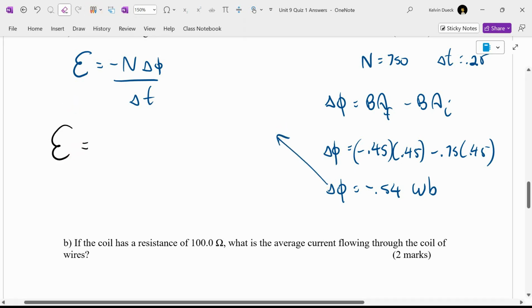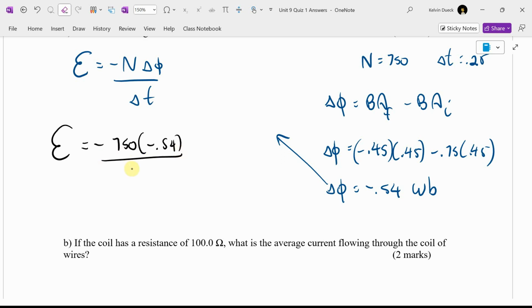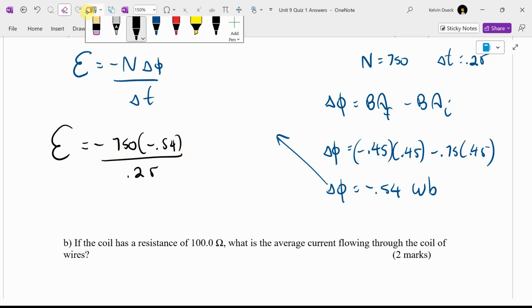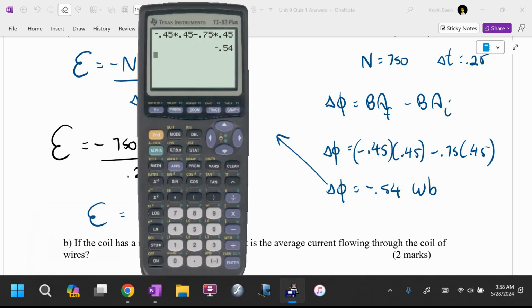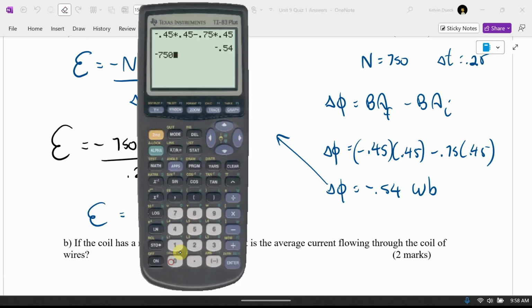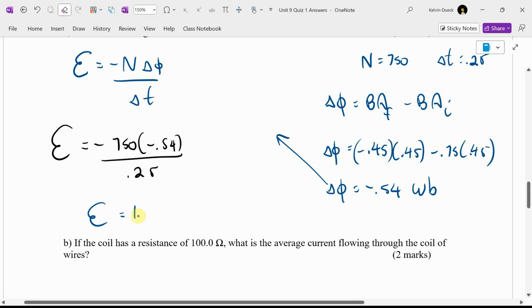I said, okay, the induced EMF is going to be negative 750 times negative 0.54 divided by 0.25. Negative 750 times answer, divided by 0.25. And I got an induced voltage of 1620, much bigger, volts. This would be maybe a small generator putting out a pretty good voltage.